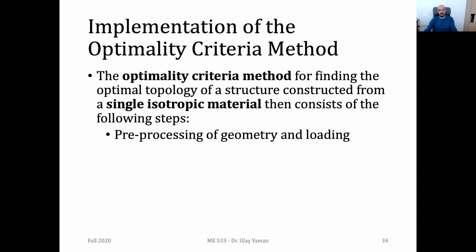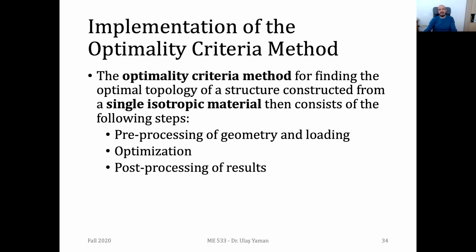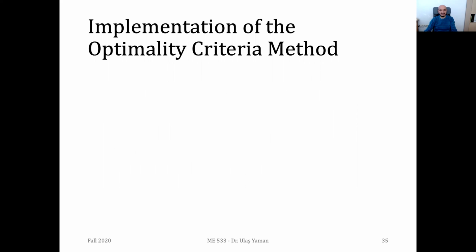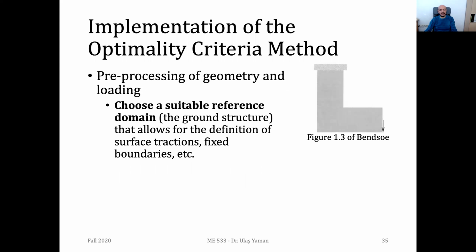First of all, we do pre-processing of geometry and loading, which means that you define the geometry, you define the loads, whether you have distributed or point loads, you define boundary conditions, and then do the optimization. And lastly, you can do some post-processing. If you have some non-manifold regions, you can modify them, you can add extra cells so that it will be possible to fabricate the resulting design. So what we have in the pre-processing of geometry and loading, first of all, we need to have a domain.